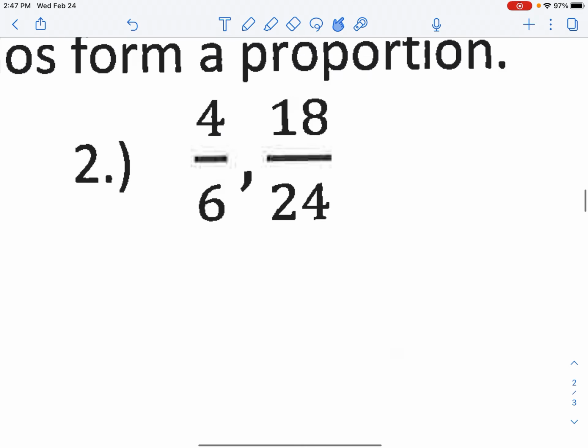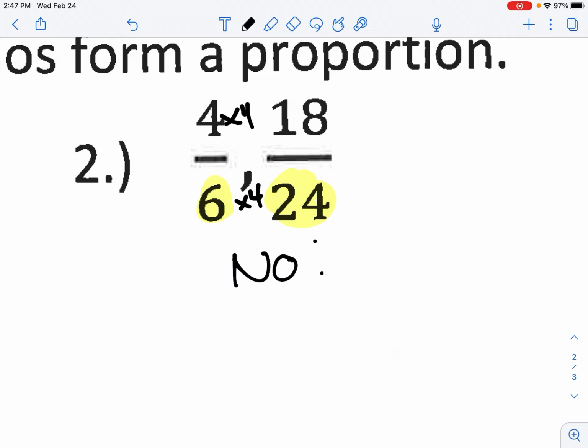Okay, so sometimes when I first look at these, my eyes are going directly to the 6 and the 24 on the bottom. And I know that 6 times 4 is 24, but is 4 times 4 18? No. So that's a real quick one that I can determine that a common multiplier is not going to work.